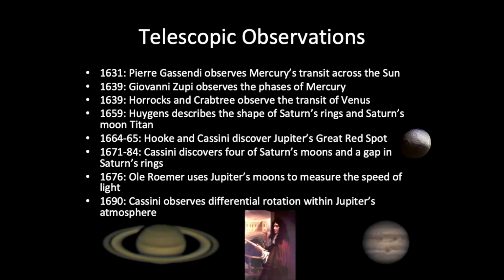At this time, the problem of accurately determining one's longitude did not have a good solution, but methods involving our moon and the moons of Jupiter seemed promising.